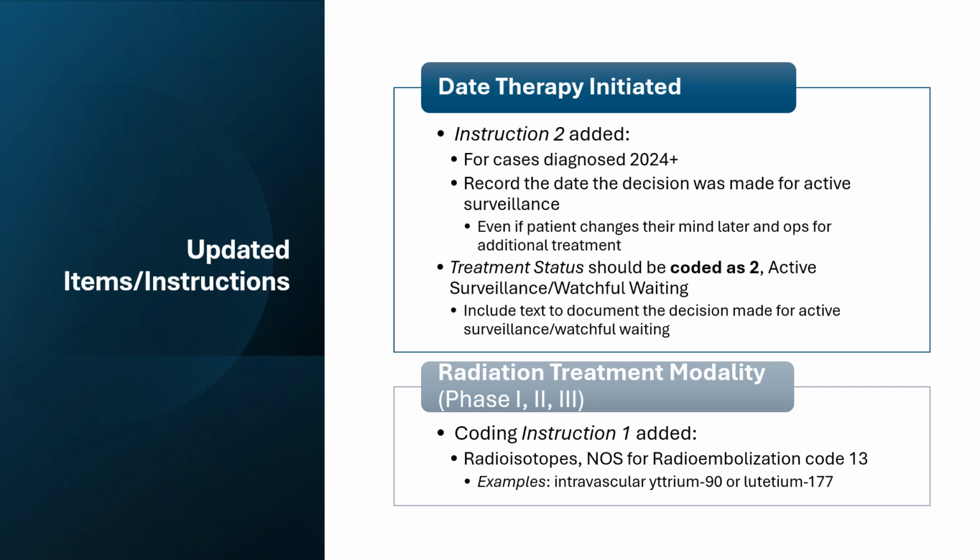For radiation treatment modality in regards to radioembolization, this aligns with instructions in the STORE 2024 manual as well. This is to be coded to 13, radioisotopes NOS. So we need to make sure that we are coding radioembolization as code 13, radioisotopes NOS. And this can be done for cases diagnosed prior to 2024, but there's no need to change anything else moving forward. So radioisotopes, radioembolization, code 13.